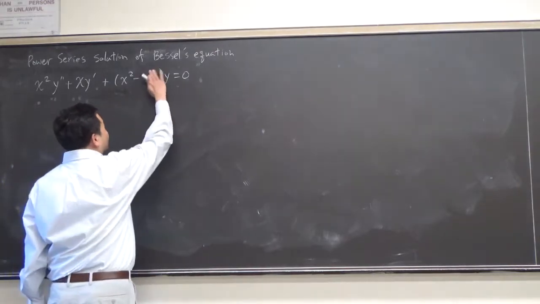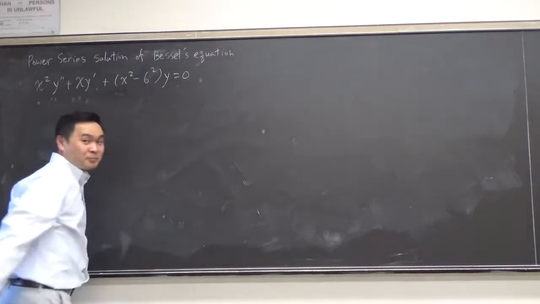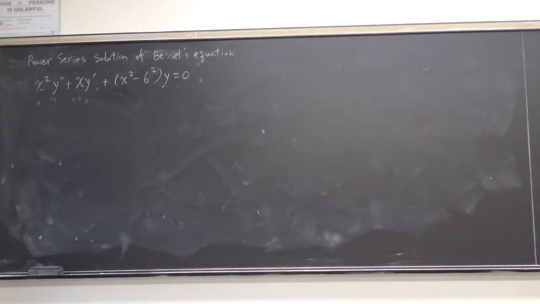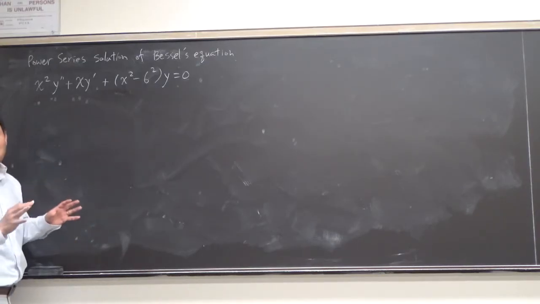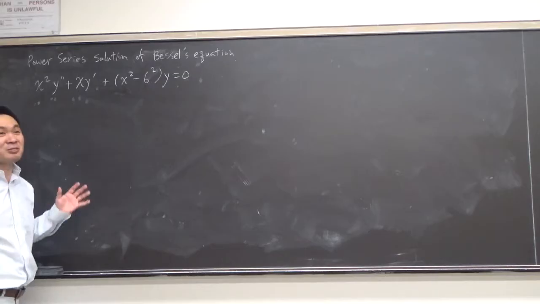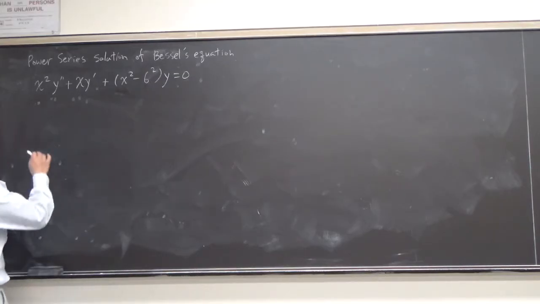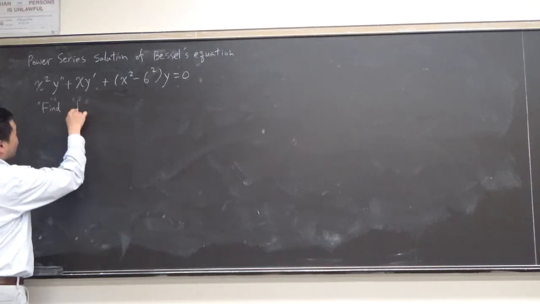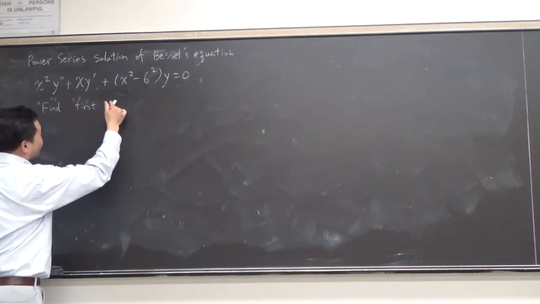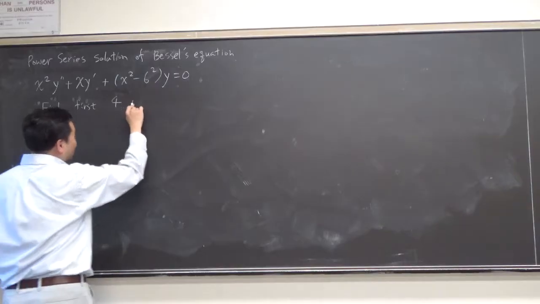So let's just put 6 squared here. Nu equals 6. And the question would be, instead of finding the general solution, since we've already tortured ourselves with one example that took more than an hour, we don't want to do that, so we'll just say, find the first, let's just say, 4 non-zero terms.